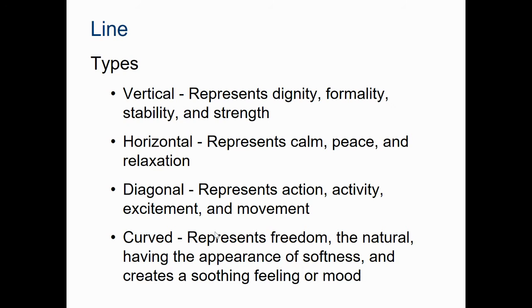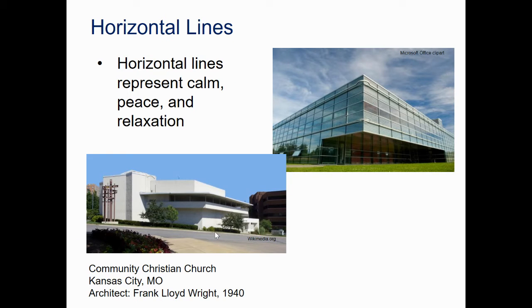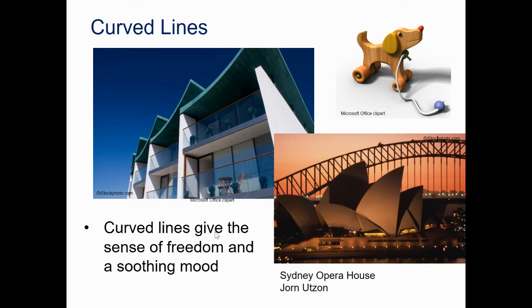So vertical lines, you've got dignity, formality, stability, strength. You'll see a lot of vertical lines in things like government buildings and monuments. Horizontal lines, calm, peace, relaxation. You'll see those in things like hospitals and office buildings. Diagonal lines, action and activity. And curved lines, freedom and natural. You can see some examples here of vertical lines, skyscrapers, government, monuments. Horizontal lines, office building kind of things. Diagonal lines, you've seen diagonal lines like that before. And curved lines, a little more free-form, natural.